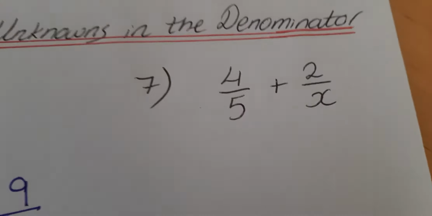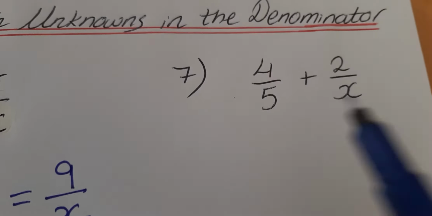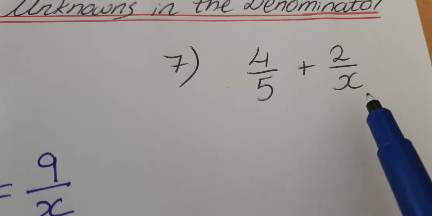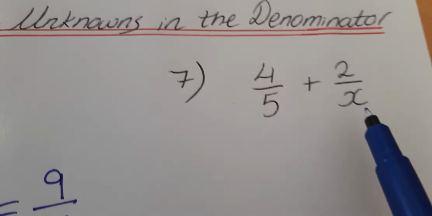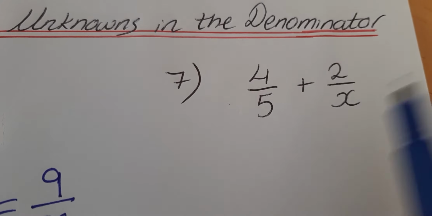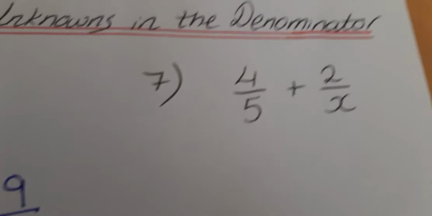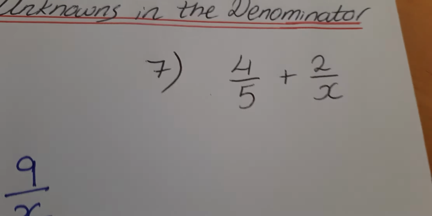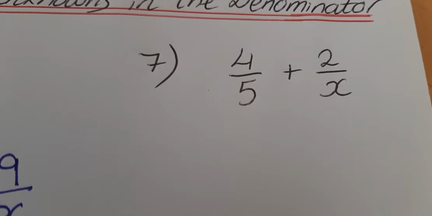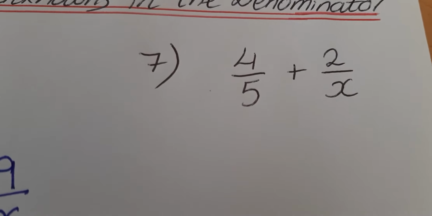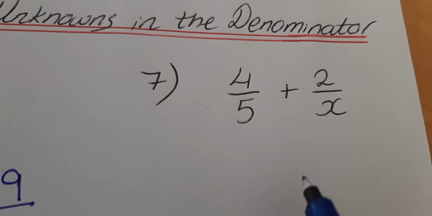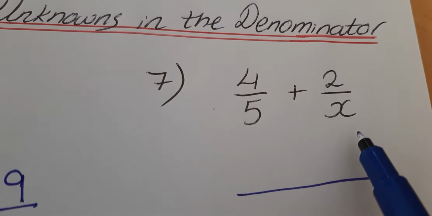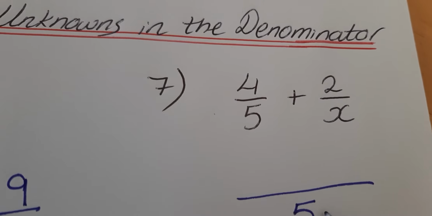Number 7. Okay, here we have two different denominators. One's a number, the other one's a letter. We have 5 and x. Imagine this underneath was a 3. Wouldn't the lowest common denominator be, well, if it's 5 and 3, it would be 15. So that's the equivalent of multiplying them together, is it not? So we'll say the lowest common denominator is those two multiplied together, which is 5x.